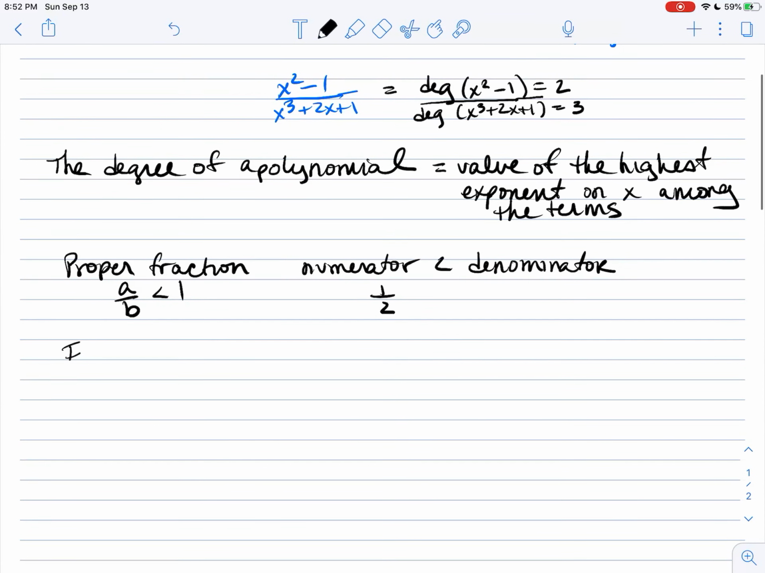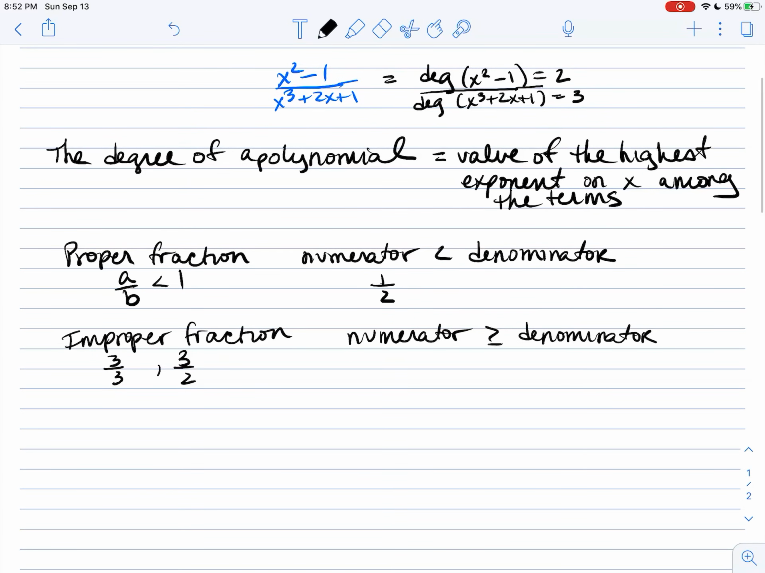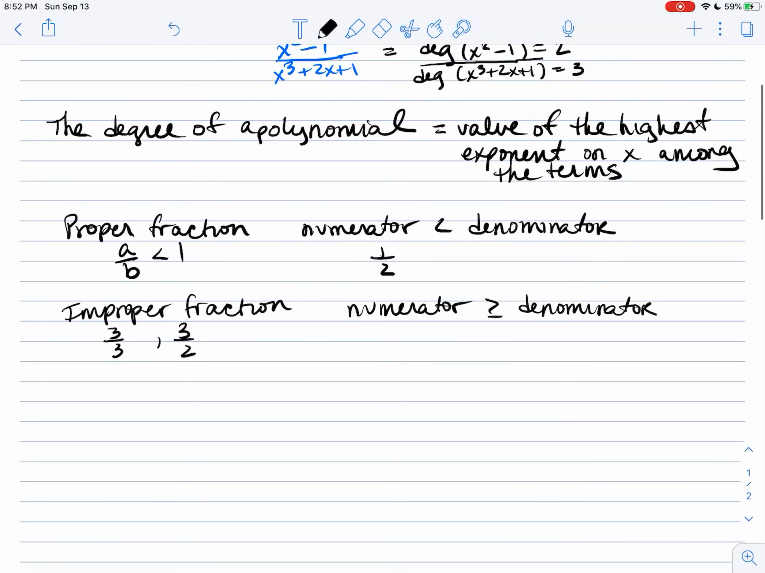And an improper fraction is the exact opposite. It is where the numerator is greater than or equal to the denominator. So some improper fractions would be 3 over 3 or 3 halves, etc. Doesn't matter if they're positive or negative, they would still be improper. Good. So in this case, the improper fraction would be that a over b would be bigger than 1, or a over b would be less than negative 1. So it would be like negative 2.5 or negative 5 halves would be an improper fraction.